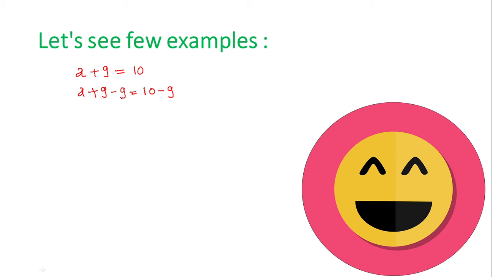Now what will we be getting? a plus 9 minus 9 will be 0. So here a plus 0 will be a, and 10 minus 9 is going to be 1. So whatever you are doing, it may be addition or it may be subtraction, you have to do it with the same number on both the sides. Now this was regarding subtraction. Now let's take one more example.